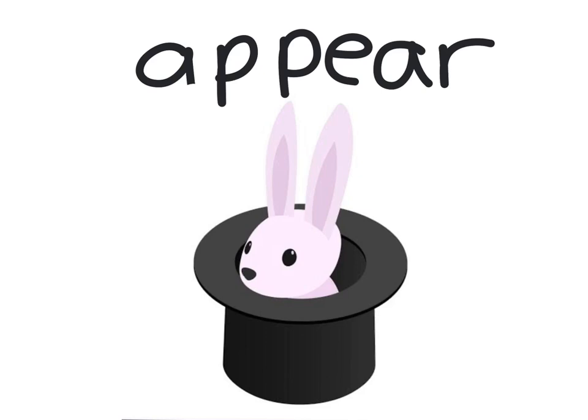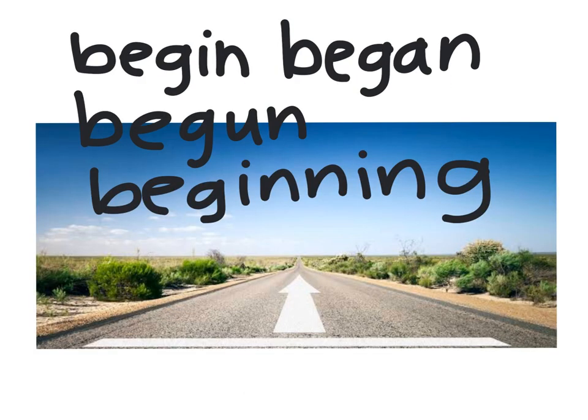Now we're going to work with the verbs. Appear. Magicians often make rabbits appear out of hats. It's a regular verb, so the past is appeared. Now, begin. Begin is a synonym of start. It has different conjugations. Begin, past, began. Past participle, begun. The present participle takes a double N. Beginning.